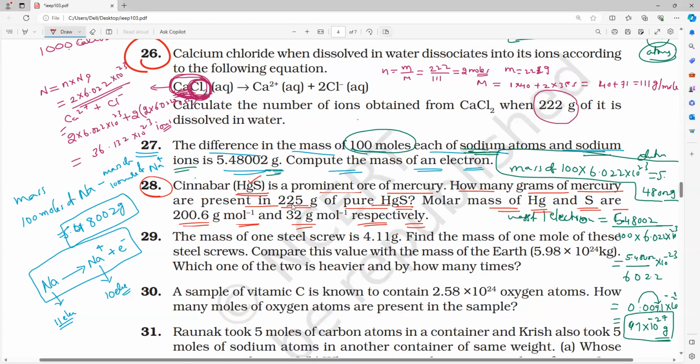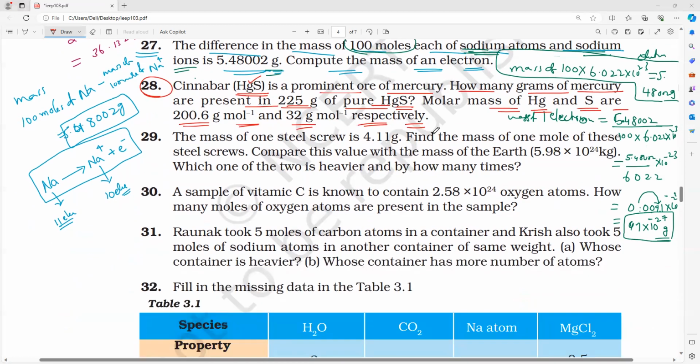So let us solve now, everybody. Cinnabar is a prominent ore of mercury. How many grams of mercury are present in 225 grams, they are asking. If you notice, what is the total mass given? 225 grams. The molar mass of mercury is 200.6 and the molar mass of sulfur is 32.